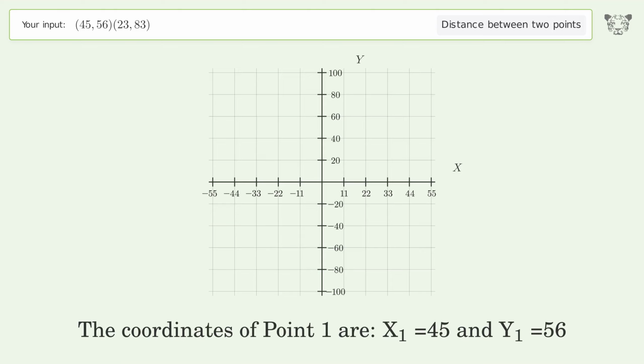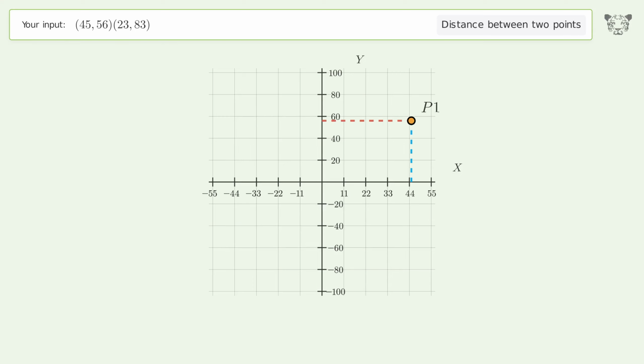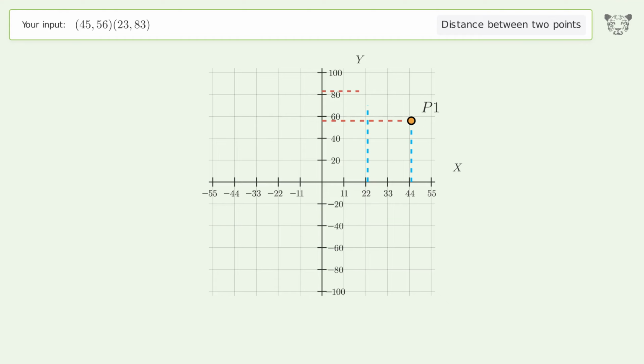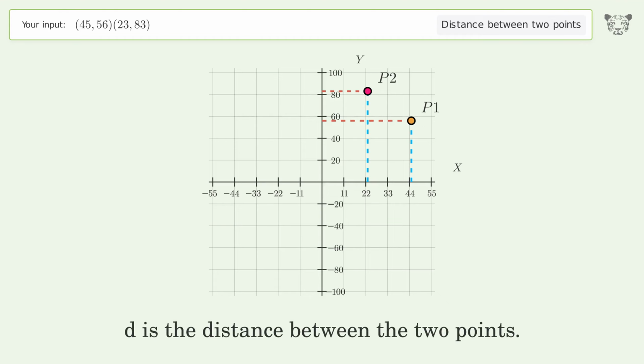The coordinates of point 1 are x1 equals 45 and y1 equals 56. The coordinates of point 2 are x2 equals 23 and y2 equals 83. D is the distance between the 2 points.